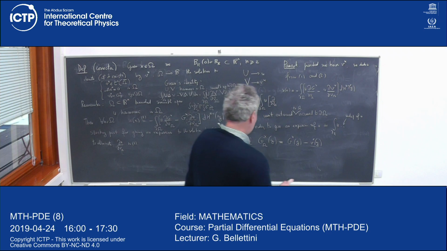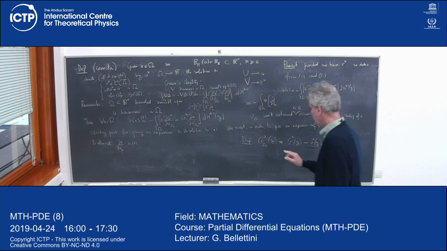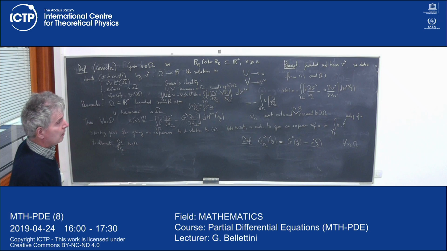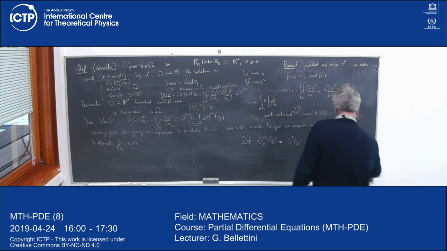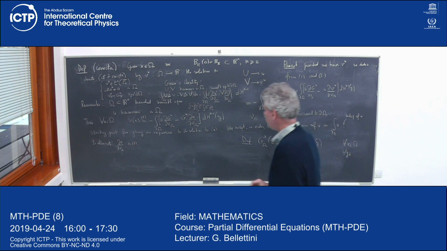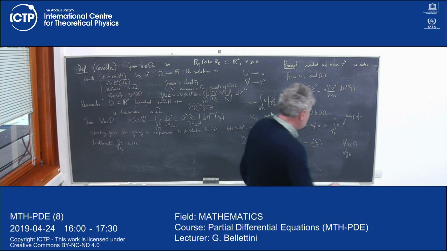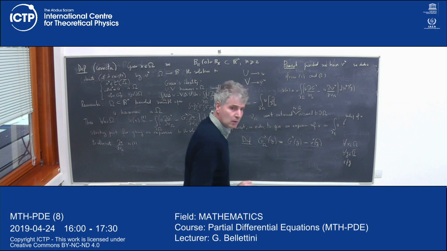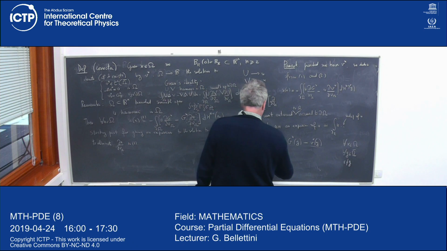This object is defined for any x in omega, as we said at the moment, because x was taken in omega. Y, well, in principle, Vx of y is defined in omega bar, so for any y in omega bar, but x must be different from y, otherwise there is a problem. Okay?